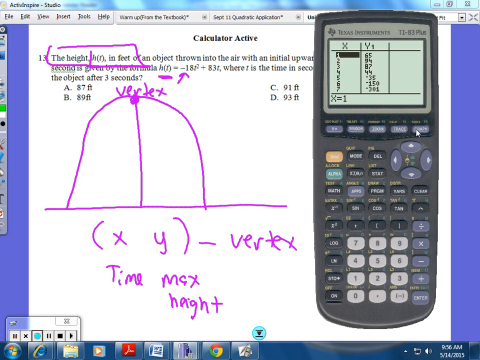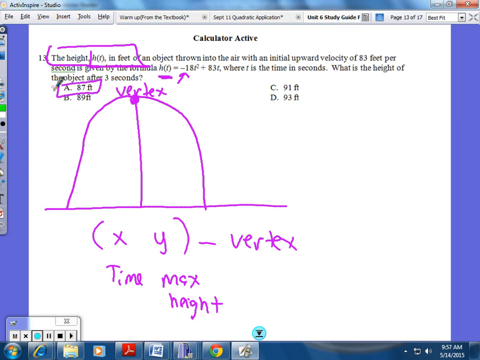So this is telling me the height of the object after 1 second is 65. The height of the object after 2 seconds is 94. 3 seconds is 87. 4 seconds is 44. Okay, so we see that after 3 seconds it should be 87. We know that that's A.